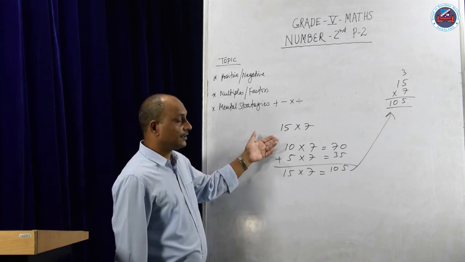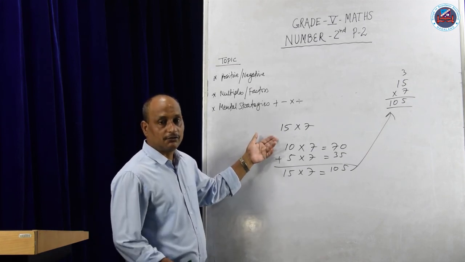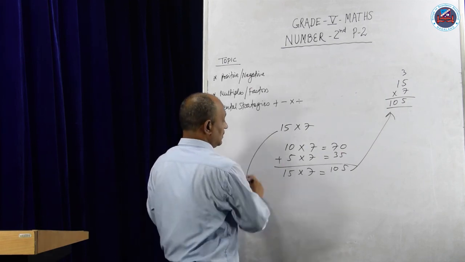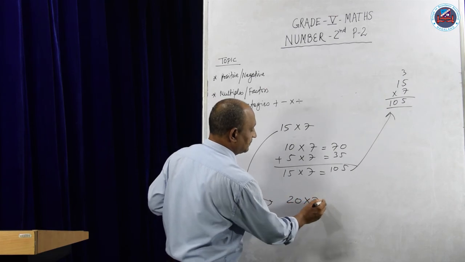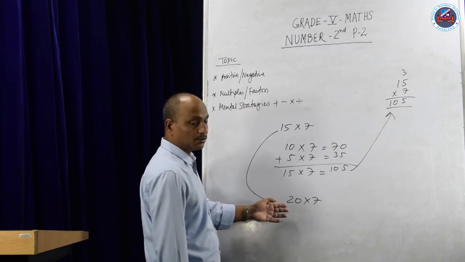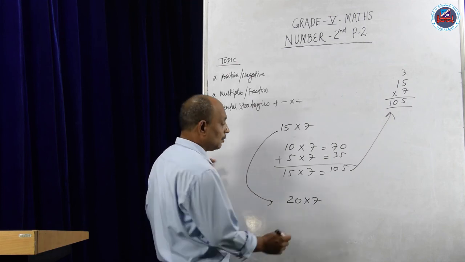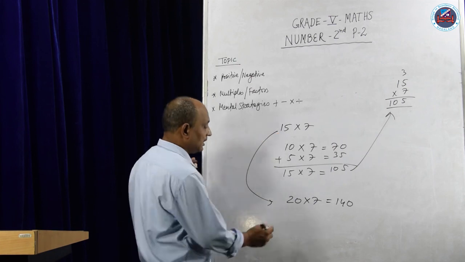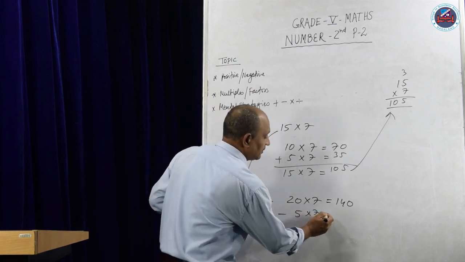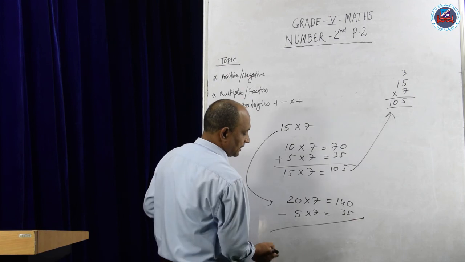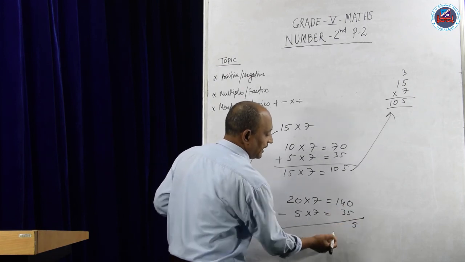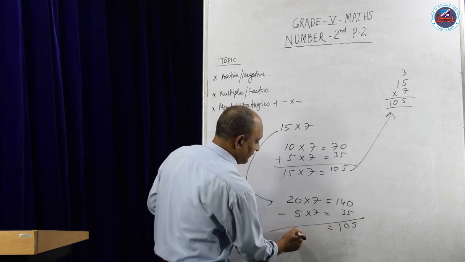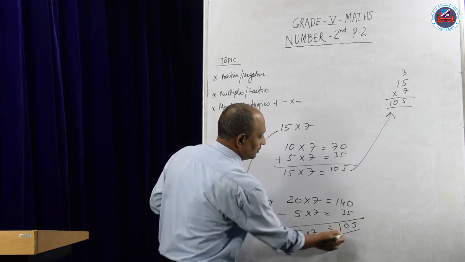Or if you don't want to take this, we can do the same thing in another way, that is subtraction. For 15, let us write 20 into 7. 20 into 7, how many? 140. How many more are we taking here? 5 more. Minus 5, 5 into 7, that is 35. Do subtraction. 10 minus 5, 5. 3, 3, 0, 1. And here 20 minus 5 is 15, so 15 into 7 is equal to 105.